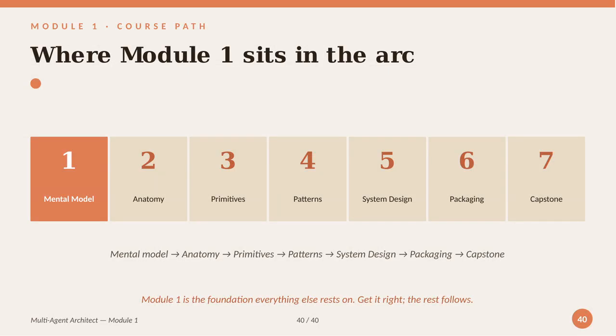Module 1 in the course arc. The foundation everything else rests on. Module 1, mental model. You're here. Module 2, anatomy. Module 3, primitives. Module 4, patterns. Module 5, system design. Module 6, packaging. Module 7, capstone. The arc compounds. Module 1's audit is Module 2's input. Module 2's agent is Module 3's substrate for composing primitives. Module 3's mini-system is Module 4's substrate for picking patterns.